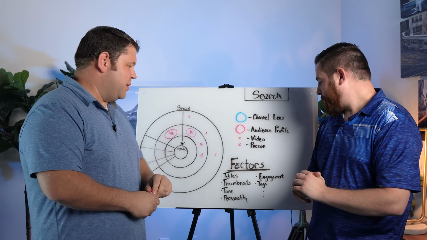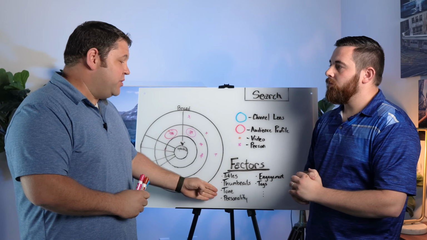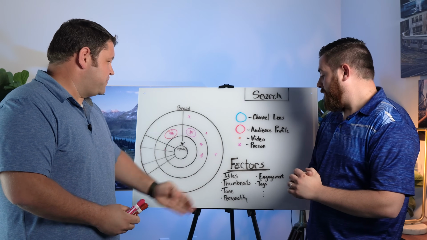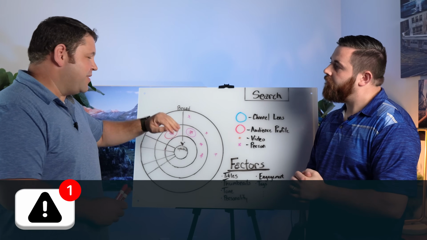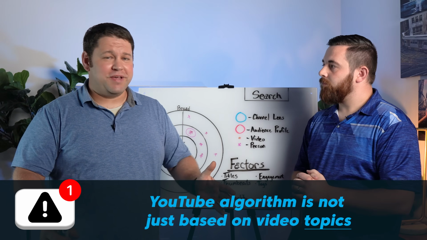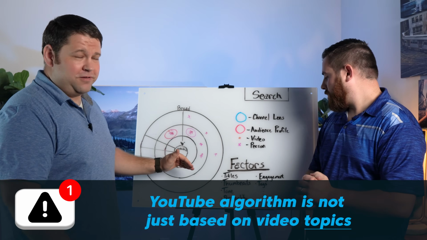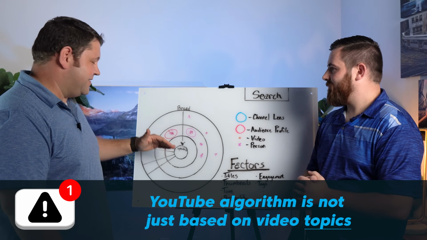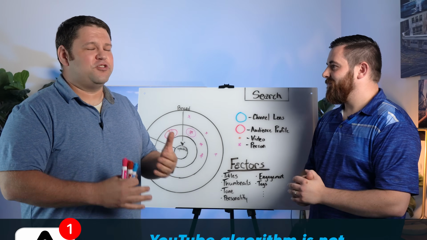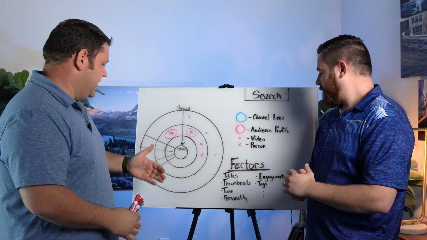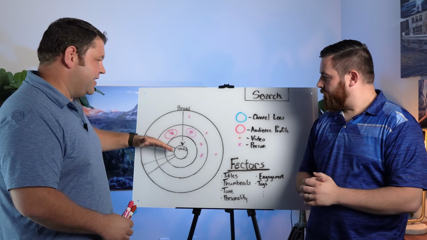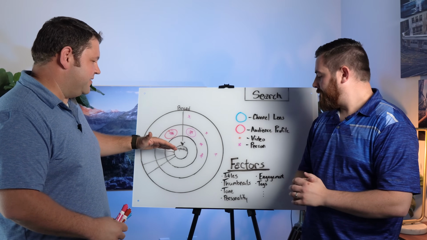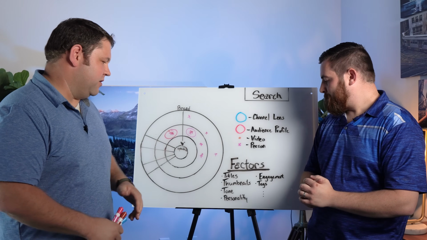But before we do, we need to address what I would consider to be an elephant in the room. And that is that the YouTube algorithm is not just based on video topics and how broad or specific they are, like broad appeal versus specific. That's a piece of it. But there's so many other things at play that impact, I would almost say, your slice or your wedge. And some of those we address here in our factors.